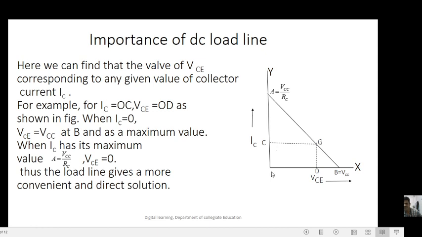When IC is equal to 0, at this point, VCE is equal to VCC. VCE equals VCC at B, and it is the maximum value. When IC has its maximum value, it equals VCC by RC at VCE equal to 0, at this point. So thus the load line gives a more convenient and a direct solution.